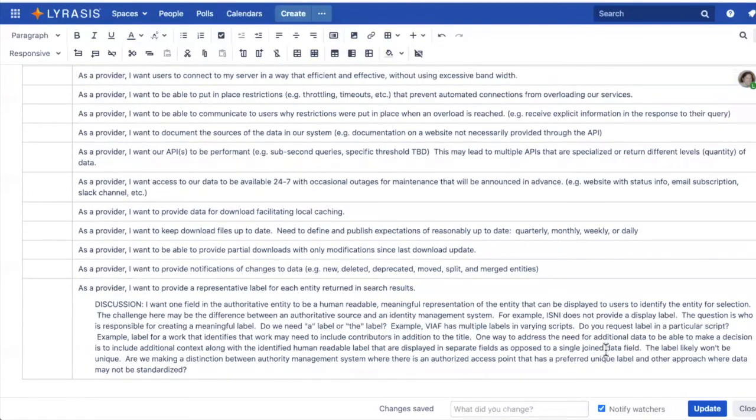All right. As a provider, I want to provide data for download, facilitating local caching. Yes, makes sense for me. Could we talk a bit about what that would entail? I'm not sure what that would mean for Wikidata, for example.